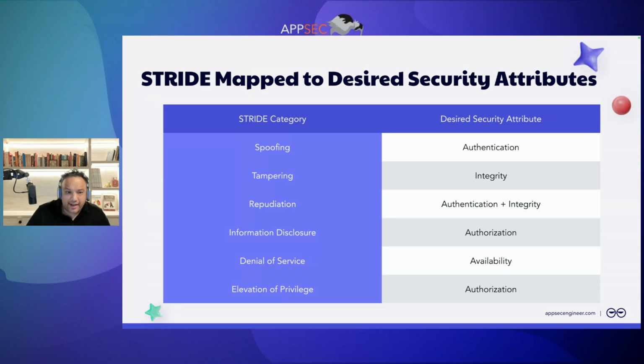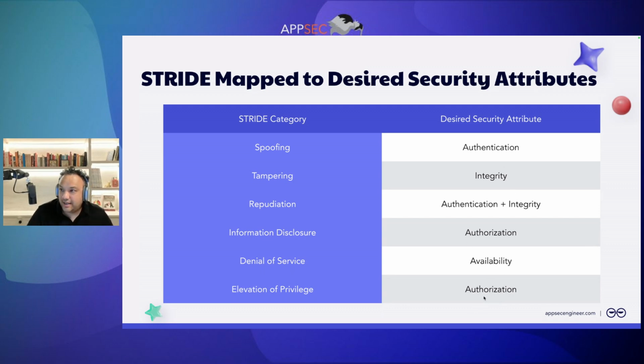So if you look at the STRIDE category and the desired security attribute, spoofing is authentication, tampering is integrity, repudiation is authentication plus integrity, information disclosure is authorization, denial is availability and authorization. Most of it is authorization related, if you see.